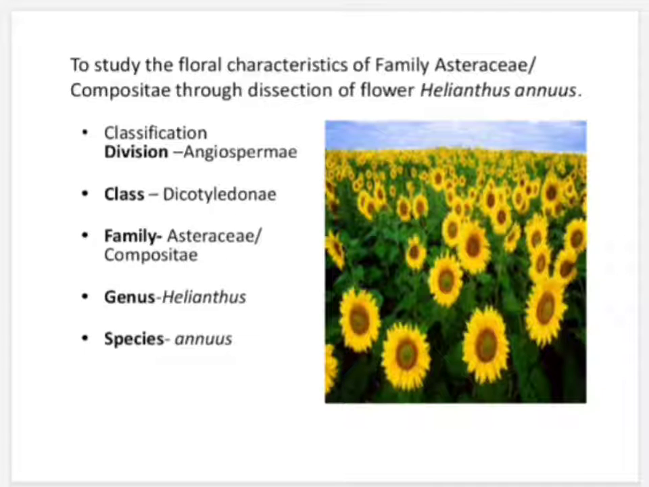Now the other flower is Helianthus annuus. Now object is to study the floral characteristics of family Asteraceae, and the old name of family Asteraceae is Compositae, through dissection of flower Helianthus annuus. Classification: division Angiospermae, class Dicotyledon, family Asteraceae or Compositae, genus Helianthus and species annuus.